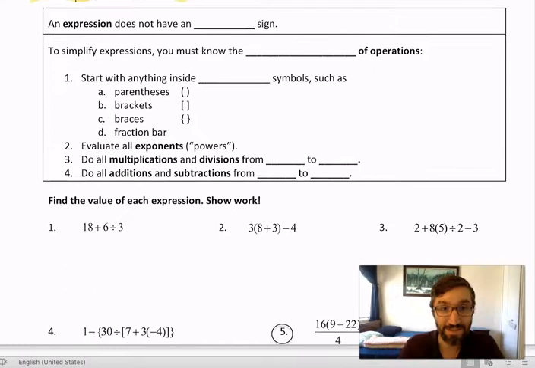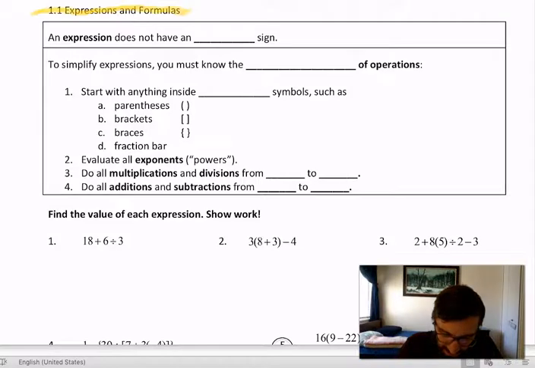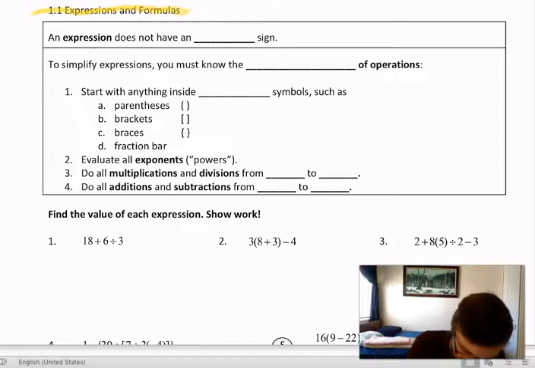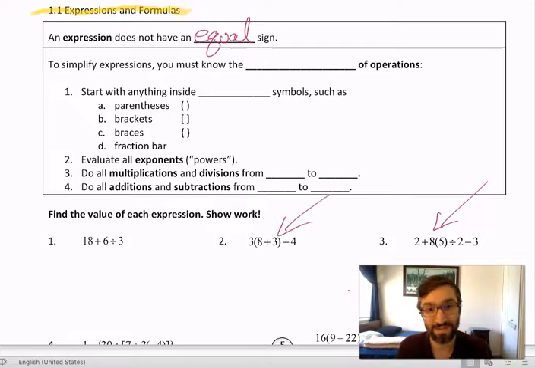So let's start with our very first lesson of the year. Welcome to Math 3, lesson 1.1. So we have an expression. We deal a lot in math class with expressions. So an expression does not have an equal sign. Uh-oh, wrong pen. Not a good way to start the year. Does not have an equal sign. So all these things down here, these are all expressions. There's no equal. So we're not solving for anything. We're just going to evaluate it and get a 1-number answer.